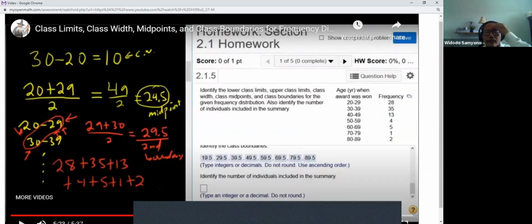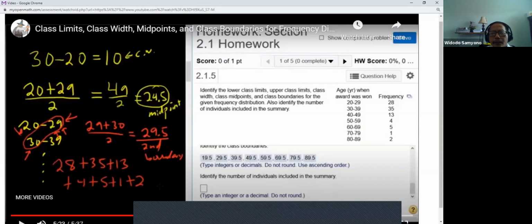Okay, so yeah, I just want to skip it so make it faster. Okay, so this is the lower class limit. This is the upper class limit. Okay, and this is the frequency, and this is the boundary. The boundary, like for the lower class limit, you need to subtract 0.5, so you got 19.5, 29.5, and so on, right? And for the right side, you need to add 0.5, so you got 29.5, 39.5, and so on.